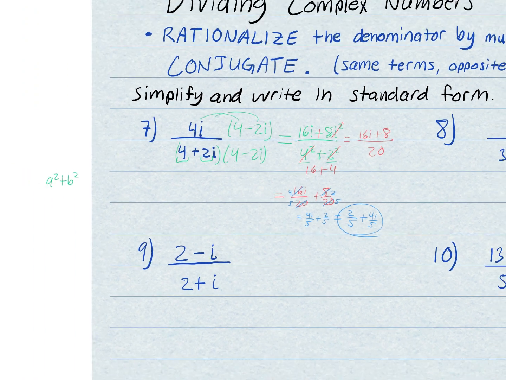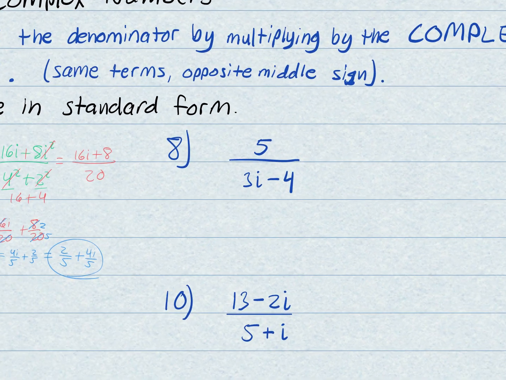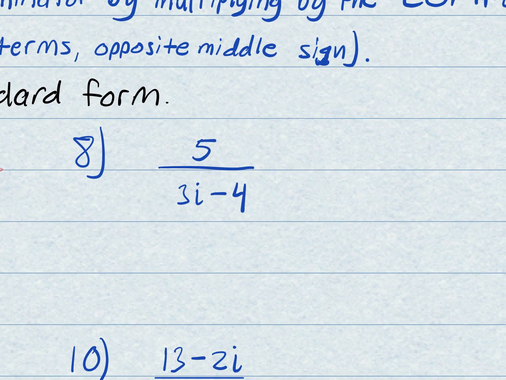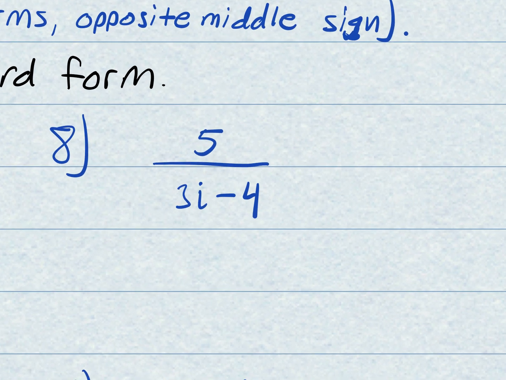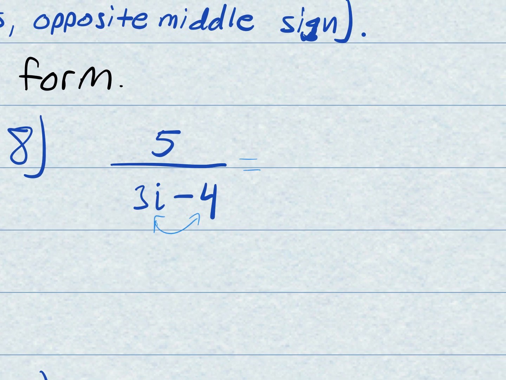All right, let's try the same thing with the next one. It might be a little bit of a tedious process, but once you get the process down, it's going to be the same exact thing every time. Multiply the top and the bottom by the complex conjugate. Now, this one, I actually wrote it incorrectly, so I want you guys to make this correction. It should be the real number first and then the imaginary. So it should be 5 over negative 4 plus 3i.